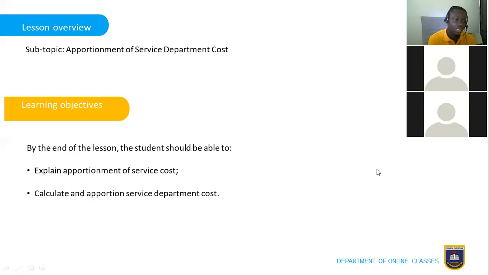By the end of the lesson, the student should be able to, one, explain apportionment of service costs, and two, calculate and apportion service department costs. So please try and get your calculators ready, because we'll be doing some calculations. So get them ready, let them be with you. Okay, all right, so let's move on.